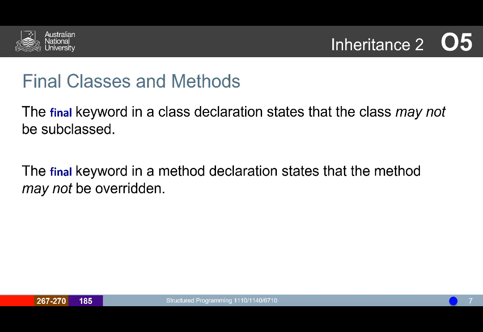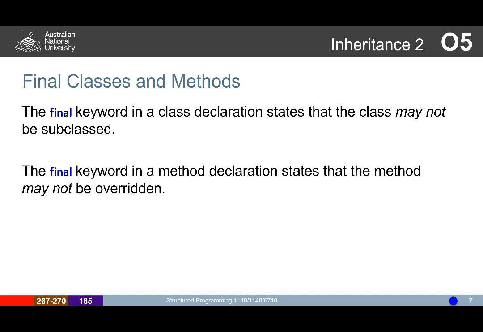So, final classes and methods. If you make something final, it means you can't change it in Java. If you make a class final, it means that you cannot subclass it. So nobody is allowed to create another class which extends your class. Why might you want to do something like this? Okay, maybe a specific example.